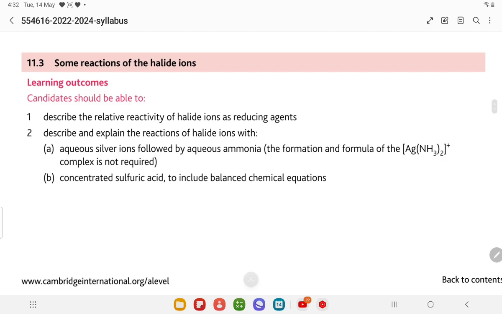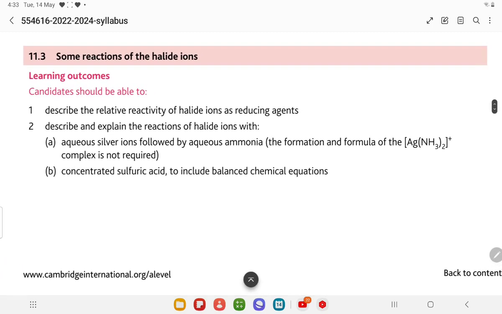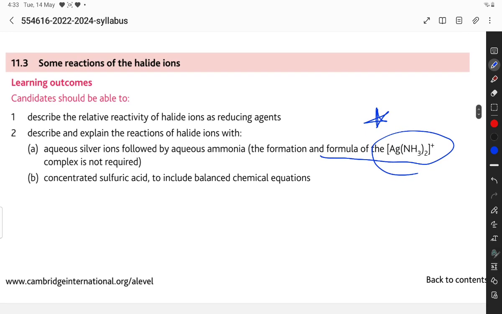Describe the relative reactivity of halide ions as reducing agents. Down the group, the reducing power increases. Describe and explain the reaction of halide ions with aqueous silver ions followed by aqueous ammonia, and the formulae of the products such as AgNO3. This is also important because it is written in the syllabus. This reaction I have also discussed earlier.